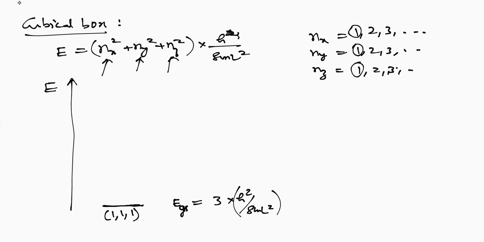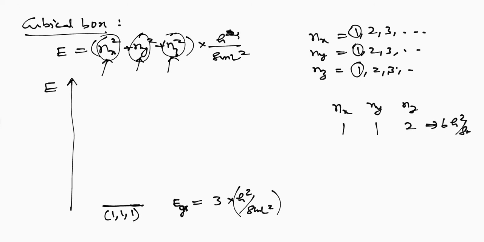Now, let me go to the next level. In the next level, you can keep two quantum numbers as 1 and increase any one of the quantum numbers to 2. If I place nx as 1, ny as 1, nz as 2, we'll get the energy as 6 h square by 8 m l square. 1 square is 1, 1 square is 1, 2 square is 4. If you add them together, you'll get 6 h square by 8 m l square.